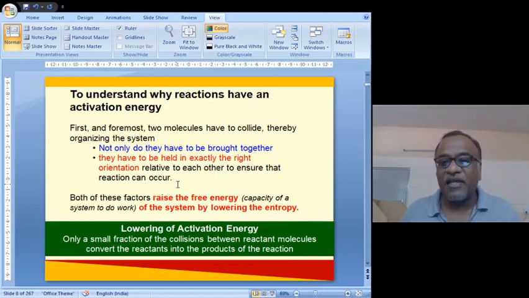Now what is free energy? It is the capacity of a system to do work. These factors raise the free energy of the system by lowering the entropy. So entropy is lowered, and free energy is increased. Thus the interaction between the enzyme and substrate lowers the activation energy. When we say this, only a small fraction of the collisions between the reactant molecules convert the reactants into the products of the reaction. That is how the interaction between the substrate and the enzyme lowers the activation energy.